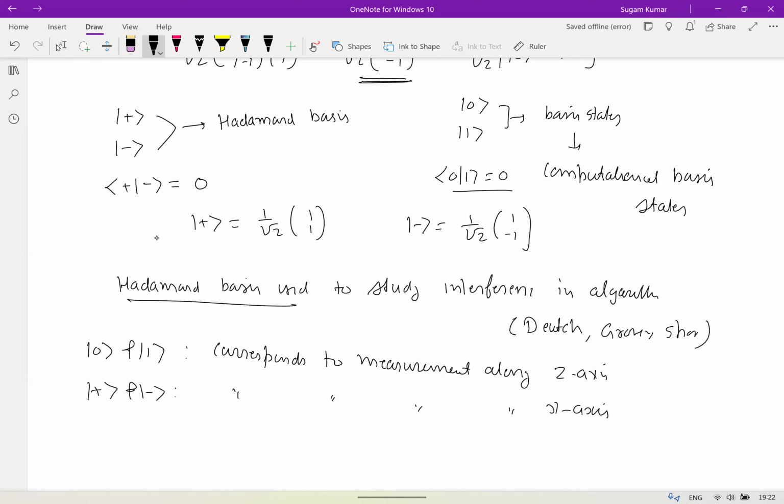So they are used to study the interference pattern, interference in the algorithm. I mean, if you want to analyze whether the state is a superposition or not. So I can say this is one application where you can use it. Second, also in order to prepare and also analyze a superposition state.